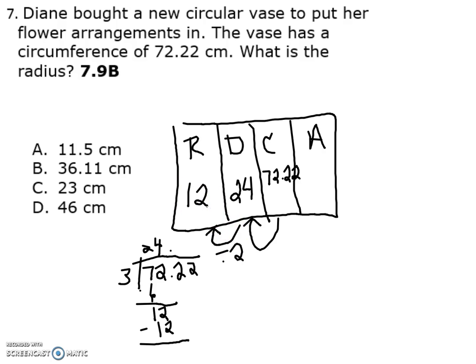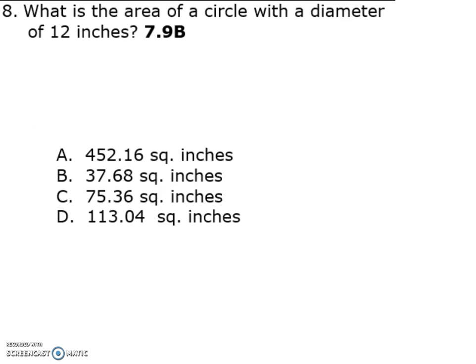Now remember, I rounded pi. Instead of saying 3.14, I used 3, and I rounded here at the end. So the closest is A. Okay, let's go to number 8. It says, what is the area of a circle with a diameter of 12 inches?